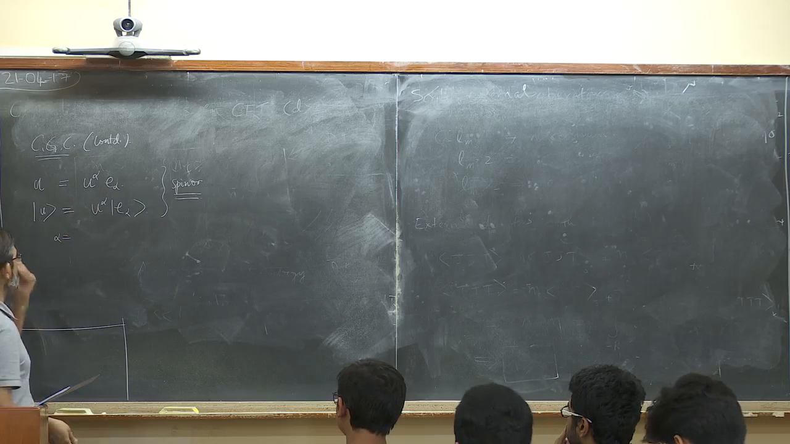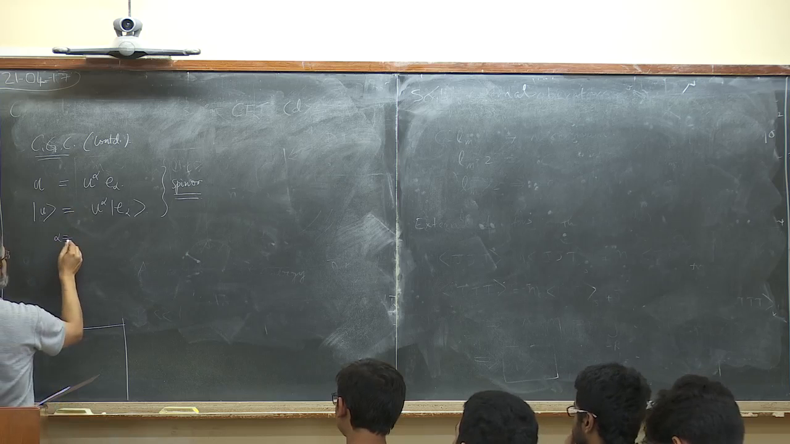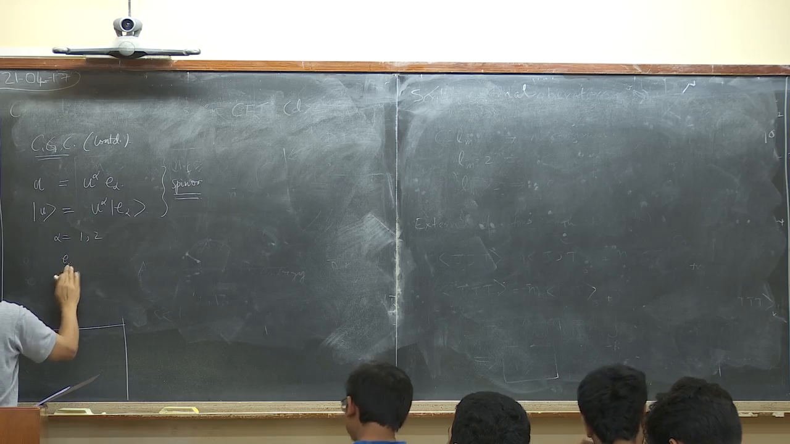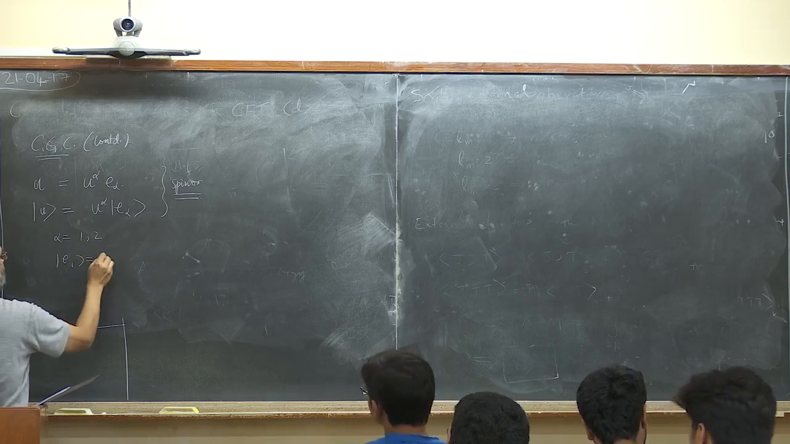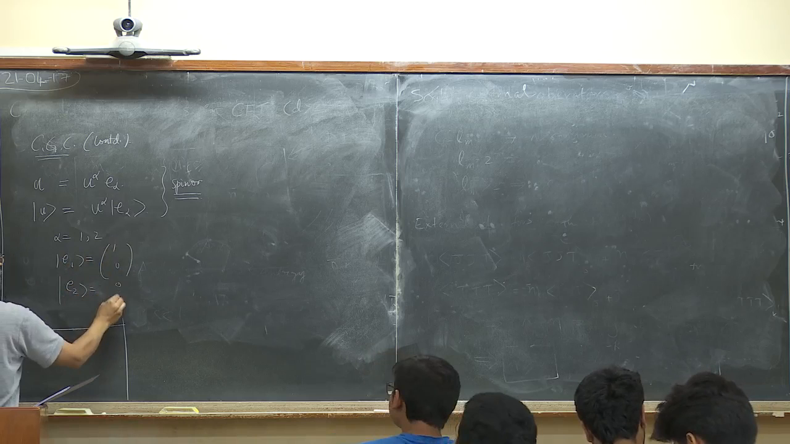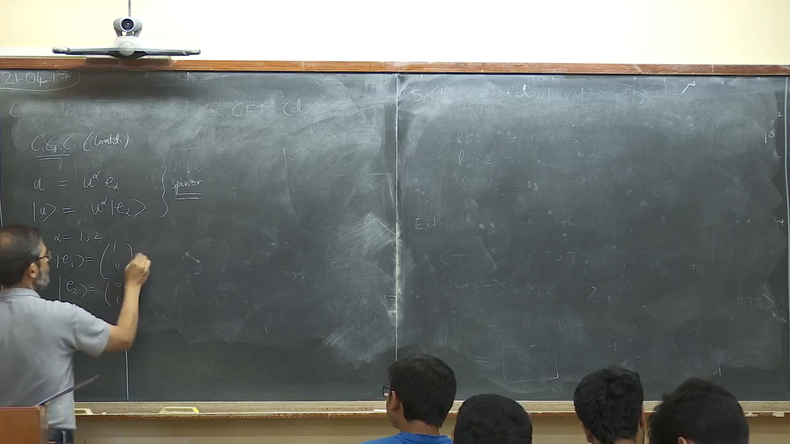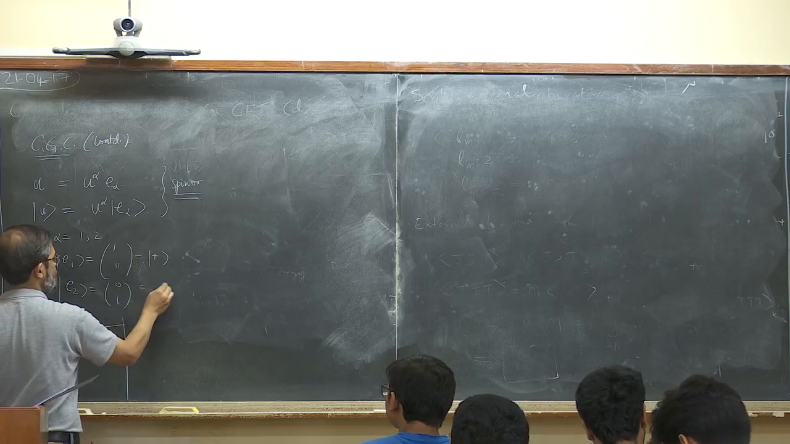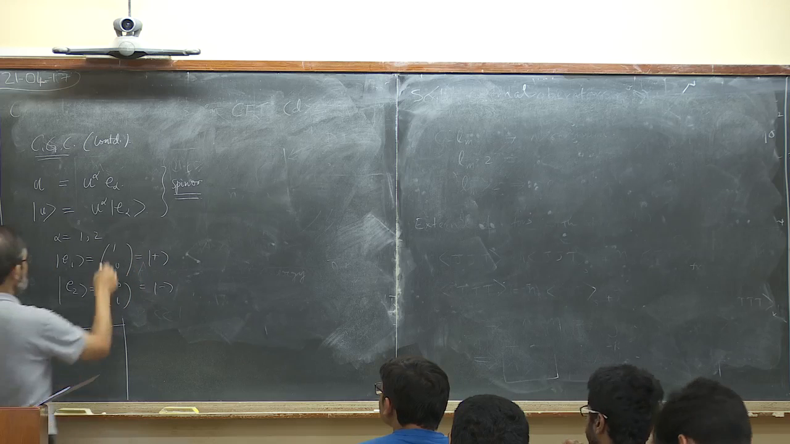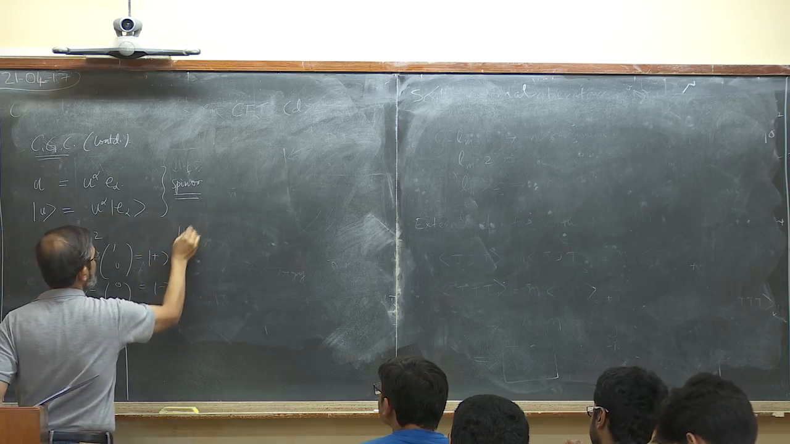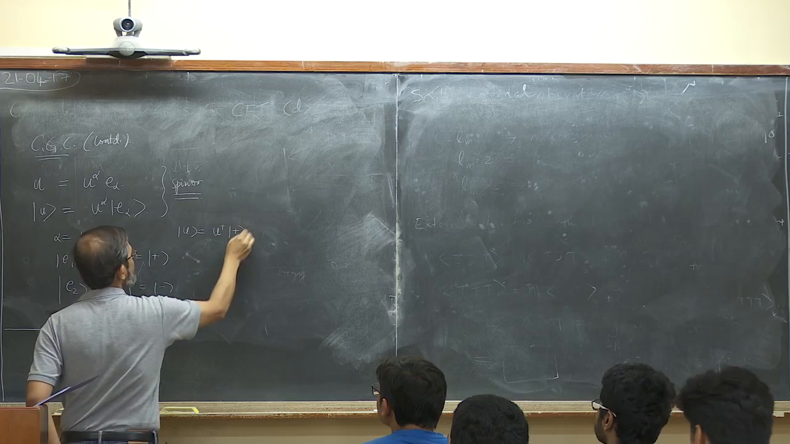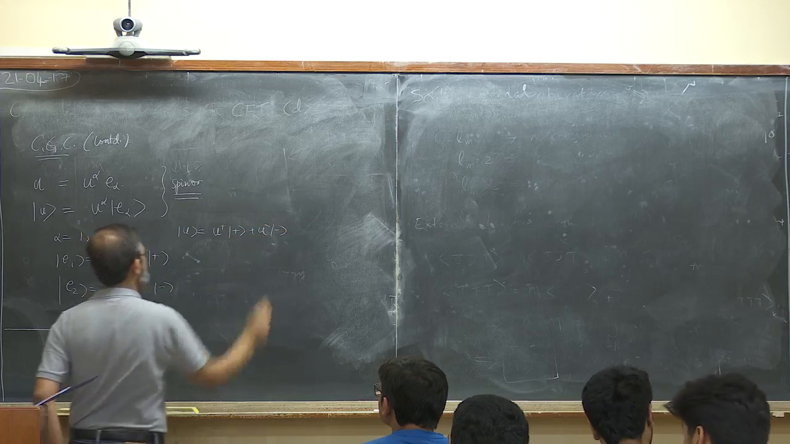Alpha runs over 1 and 2, and E alpha, E1 you can take to be (1, 0), and E2 you can take to be (0, 1). So you know these notations, sometimes these are called plus and minus, things like that. And with this notation, U can be written as U plus times plus plus U minus times minus.